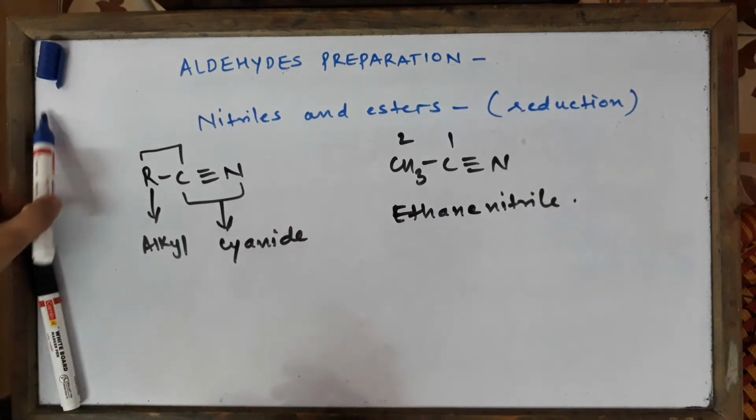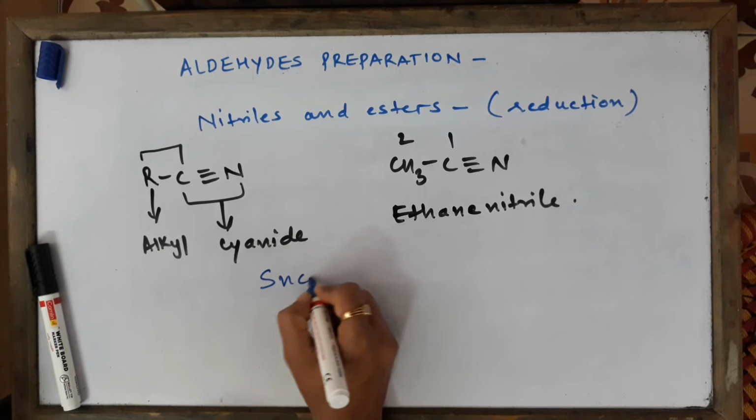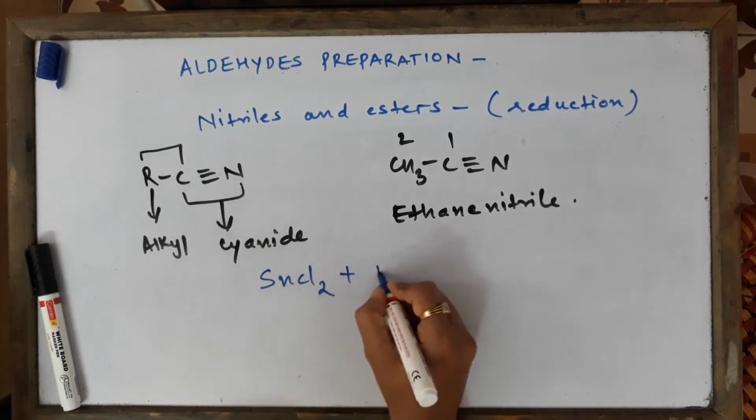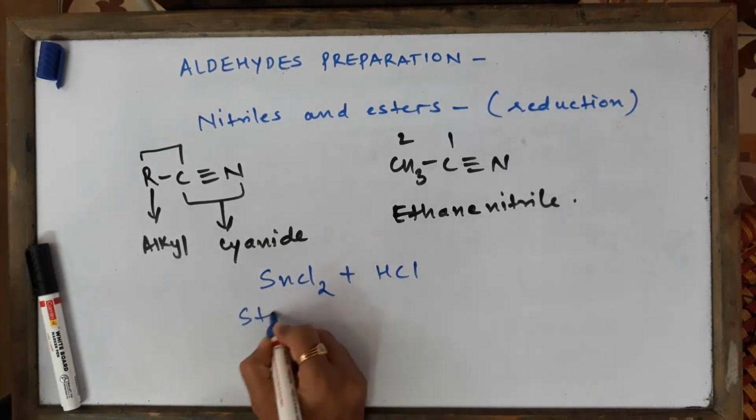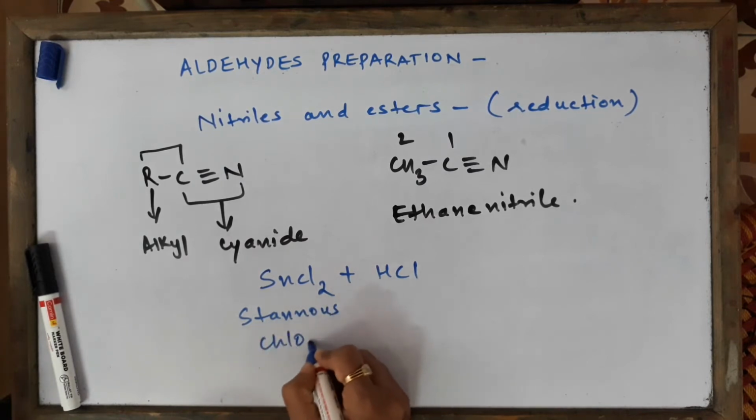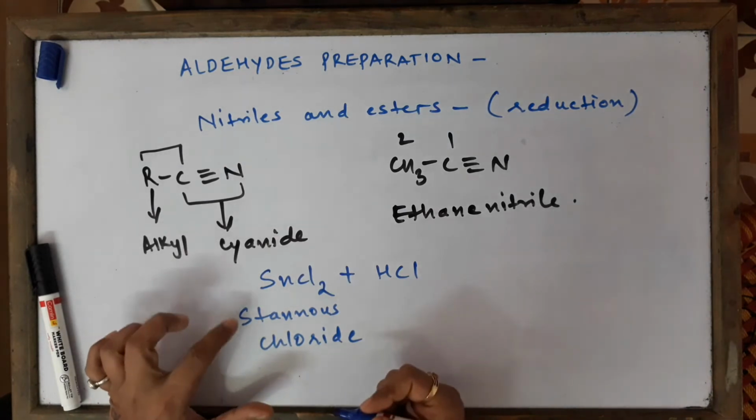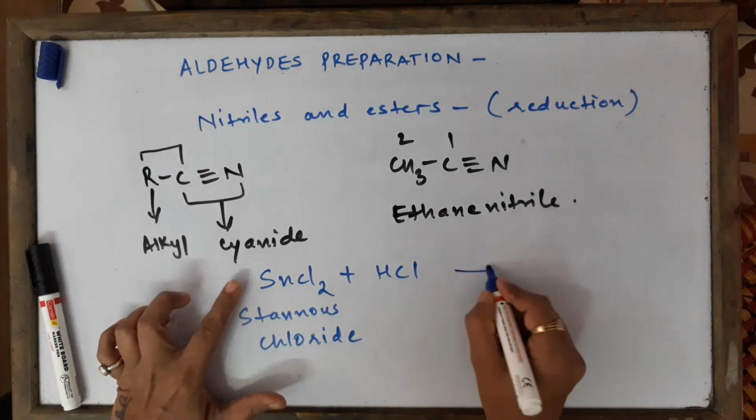Some new reagents are coming up now for you. The first important reagent which I am going to show you is stannous chloride plus hydrochloric acid. Look at this, you must know the names. If you know, write down in the exam. If you don't know, don't write the wrong names, okay? So stannous chloride plus HCl are going to be mixed together.